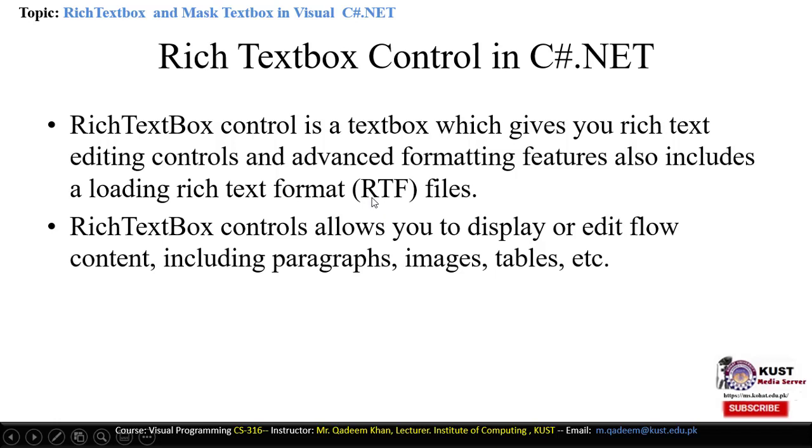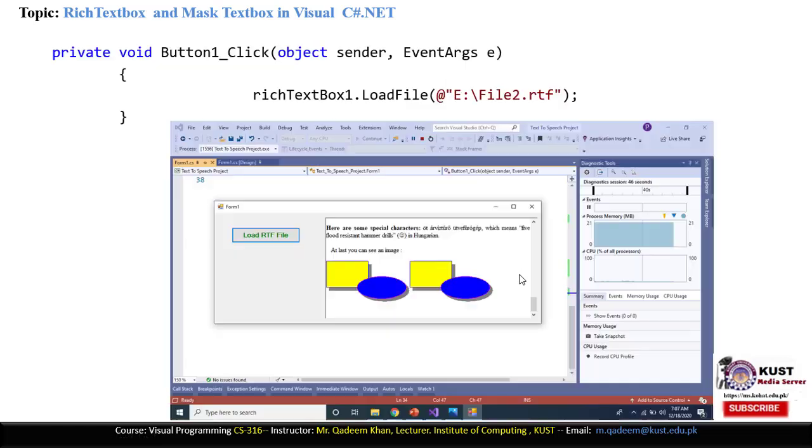Also, in the RTF files, we have multiple items, such as contents, which include paragraphs and numerical data. Similarly, we have another paragraph. We also have images and tables in the rich textbox controls. Now, this is the example of the rich textbox control. Here, the example is a file which is stored in the E directory, and the file name is file2.rtf. Now, when we click the Load RTF button, this event will be triggered.